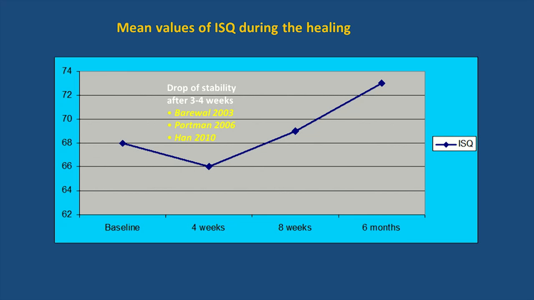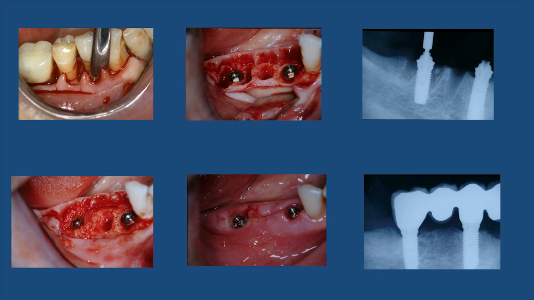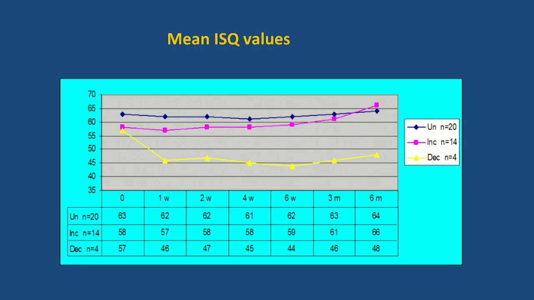Another study that we published a few years ago was on immediate function on implants placed directly into fresh extraction sockets. And we did some measurement at different interval times. The clinical protocol: immediate extraction, bone graft, and temporary prosthesis. We found that a group of patients showed a maintenance of stability, another group showed an increase of stability during the time, and another group an initial drop and then a maintenance over the time.